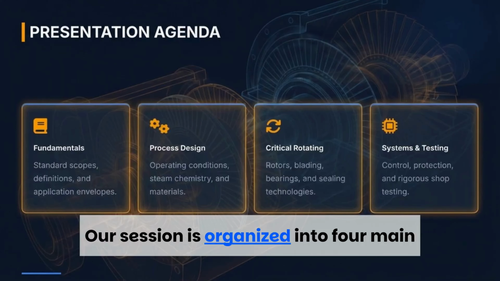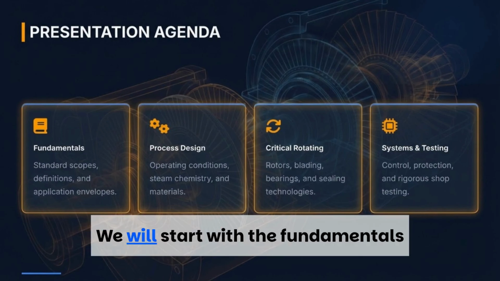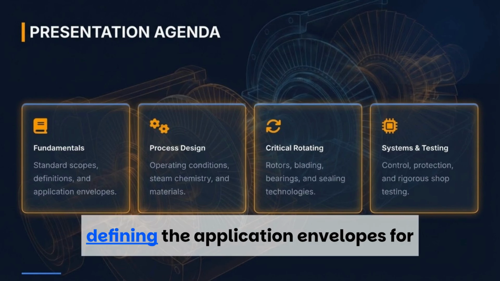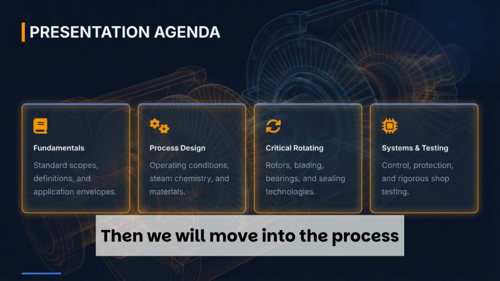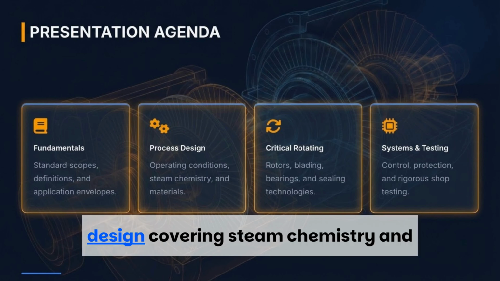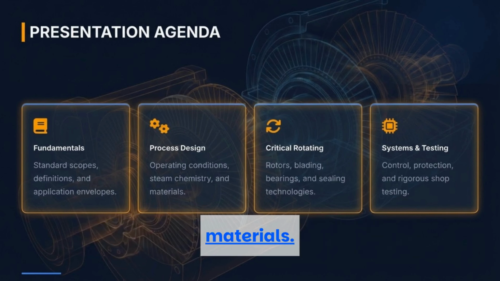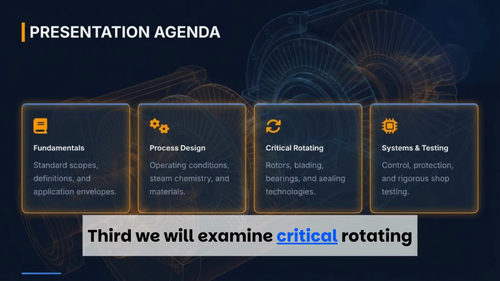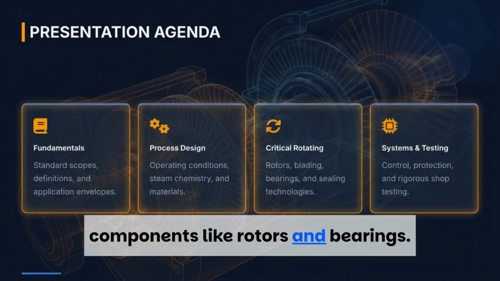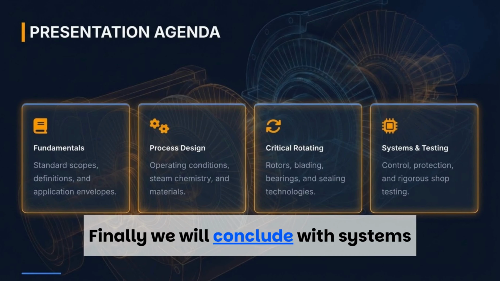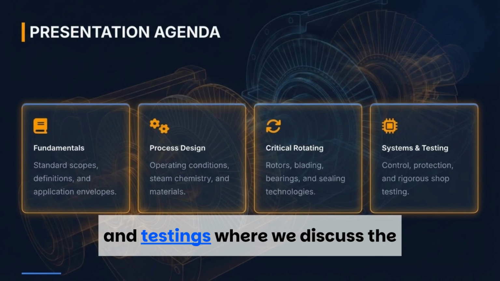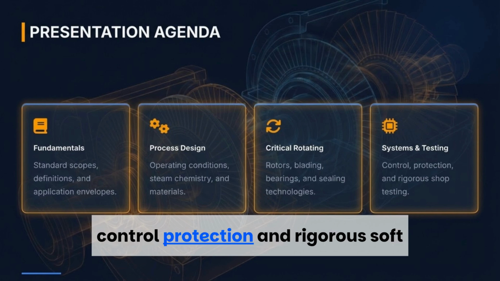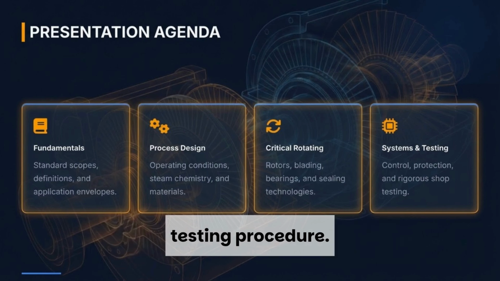Our session is organized into four main pillars. We will start with the fundamentals, defining the application envelopes for each standard. Then we will move into the process design, covering steam chemistry and materials. Third, we will examine critical rotating components like rotors and bearings. Finally, we will conclude with systems and testing, where we discuss the control, protection, and rigorous shop testing procedure.